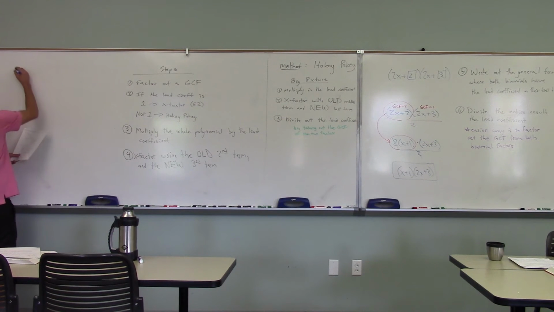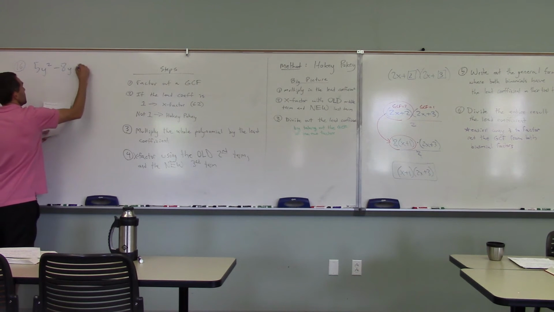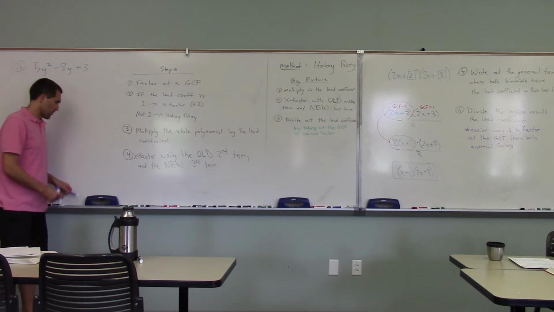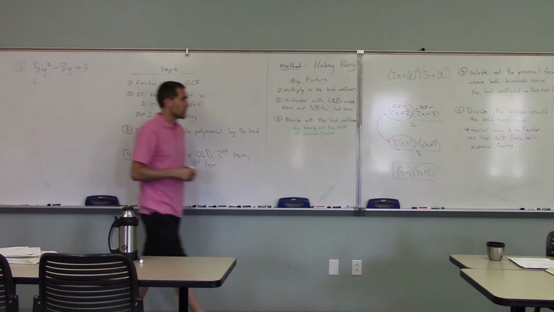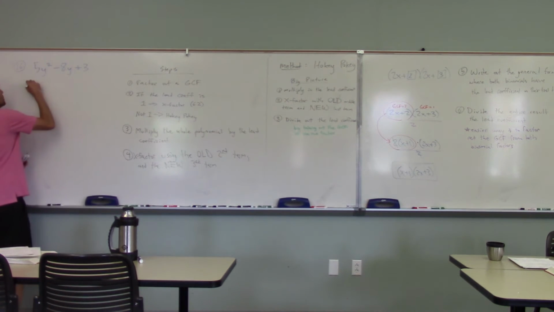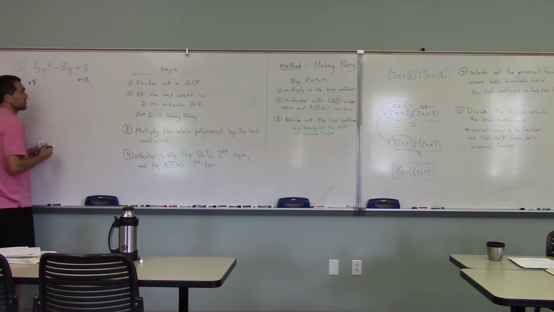Alright, so 16. 16 is 5y squared minus 8y plus 3. Okay, so what do we multiply by? We multiply by 5. We are gonna multiply the whole polynomial, although really we only care about the last term. So really you only need to multiply the last term. So multiplying by 5, we get positive 15.